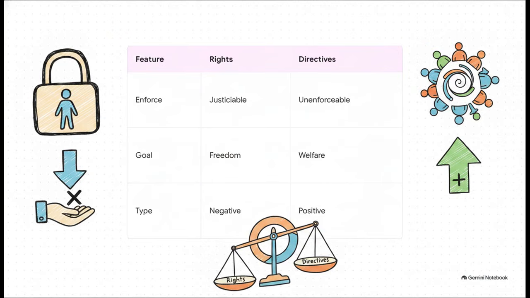But the coolest distinction is the obligation they create. Rights put a negative obligation on the state, meaning they tell the government, hey, you cannot do this to a person. Directives, on the other hand, are positive directions, telling the state, here's what you should be doing for the people. It's this constant, delicate dance between personal liberty and the public good.